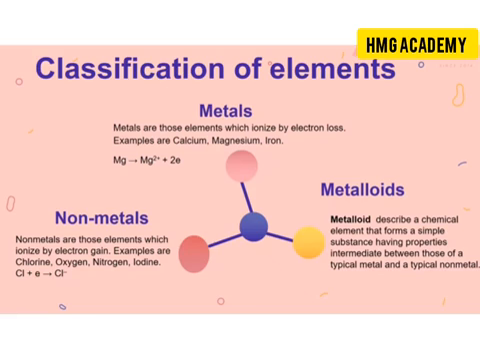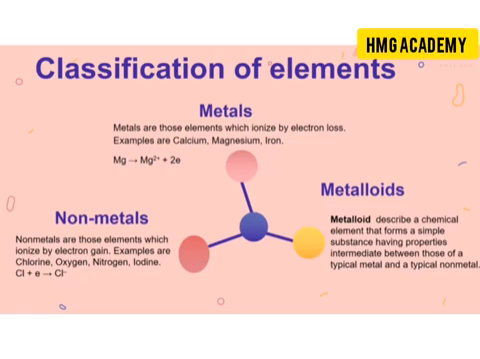Now, the non-metals are those elements which ionize by electron gain. Examples are chlorine, oxygen, nitrogen, iodine, etc. You can see we are using chlorine as an example. When chlorine gains 1 electron, it becomes Cl-.